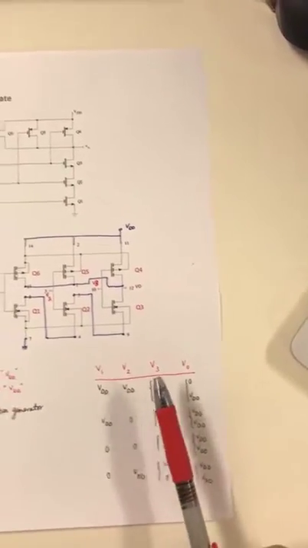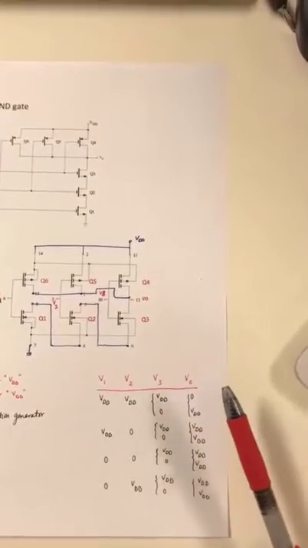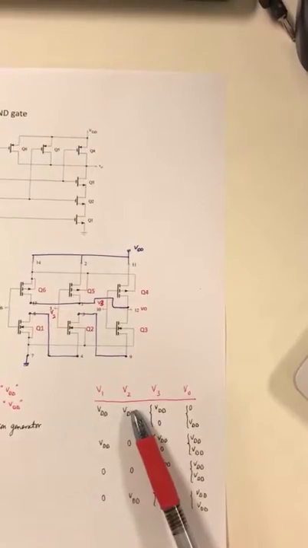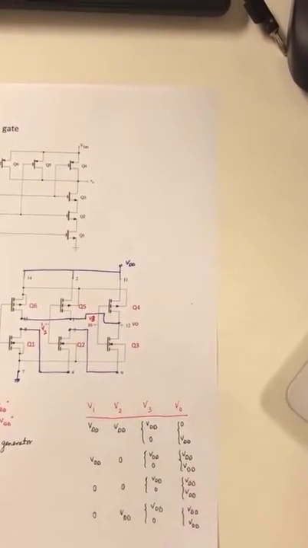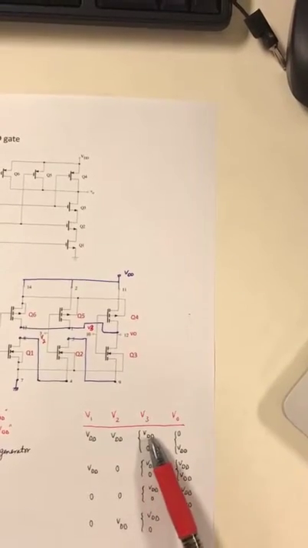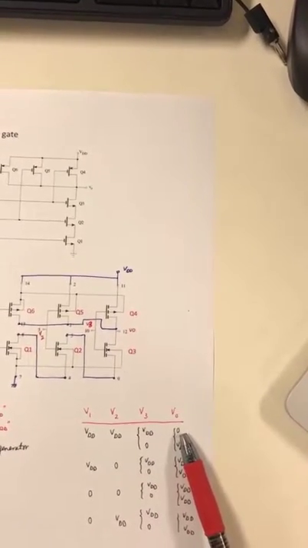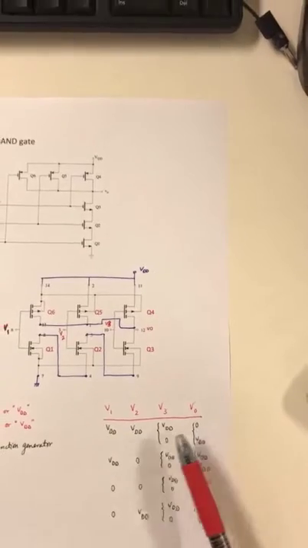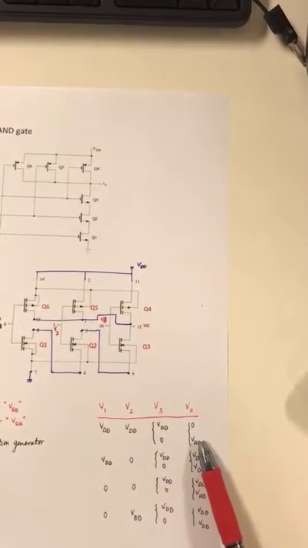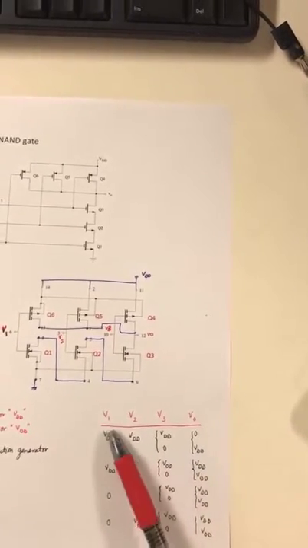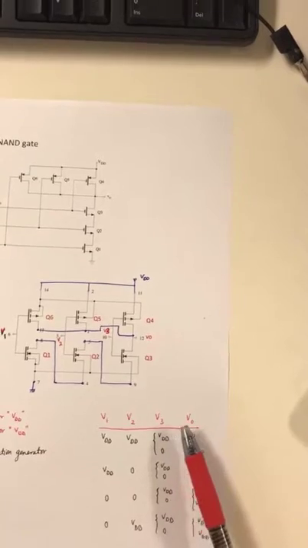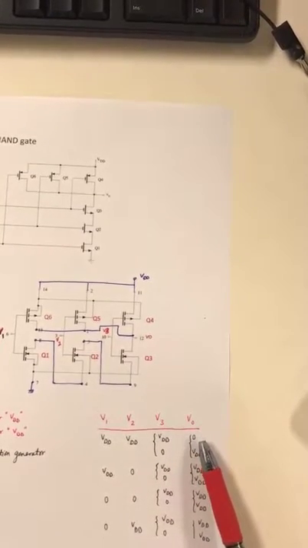So the input signals that I'm going to test today are when V1 and V2 are set to high and V3 changes from 0 to VDD. When all of them are at high, the output is going to be at low because this is a NAND gate. So when any one of them is at 0, the output is going to be at high. So when I set V1 and V2 to VDD and V3 changing from 0 to VDD, Vout is going to also be a square wave.